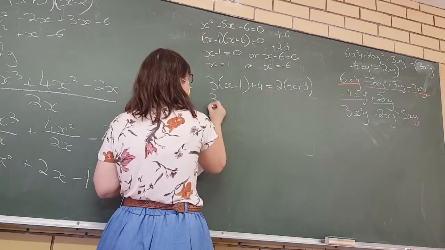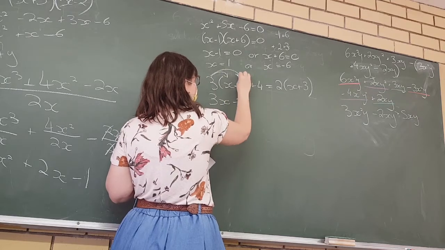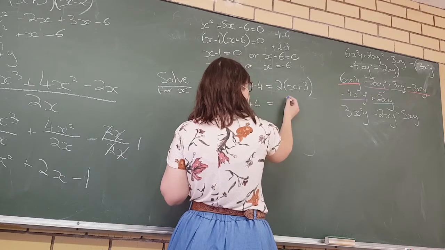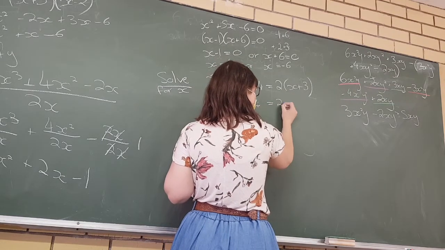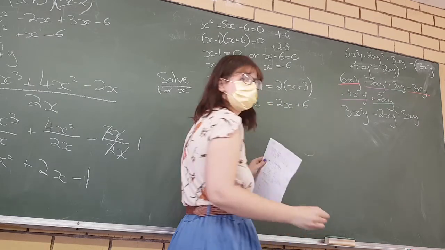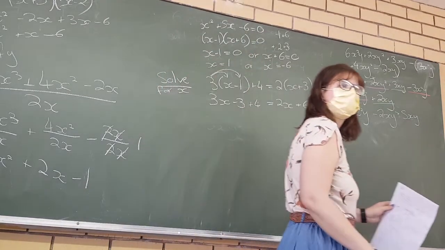So we have 3x minus 3, because the 3 gets multiplied in, plus 4 is equal to, what is it? 2x plus 6. And now I use my colors. I do like terms.